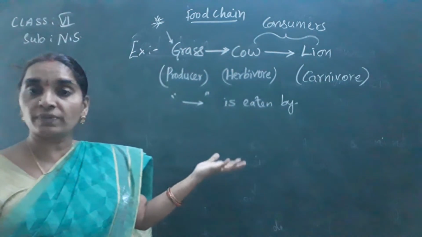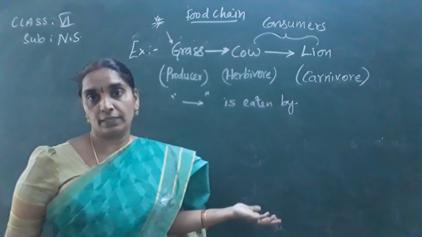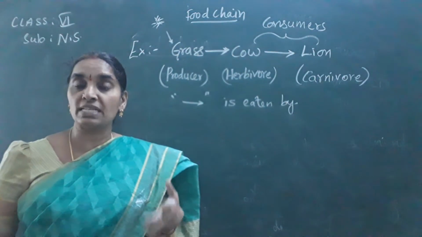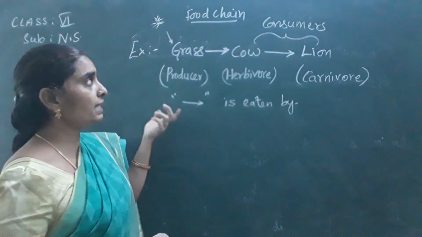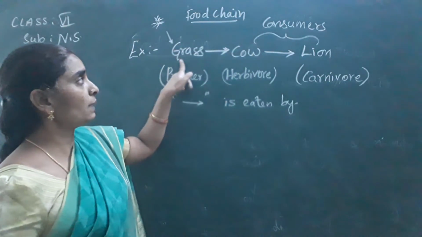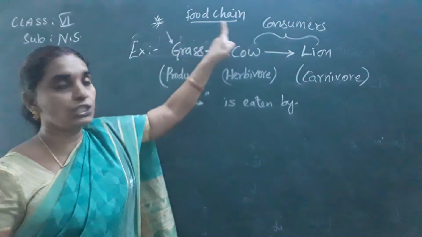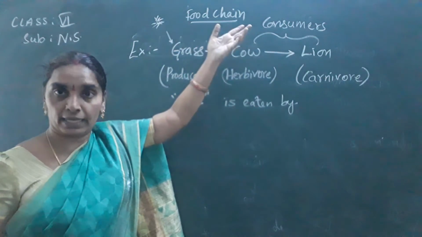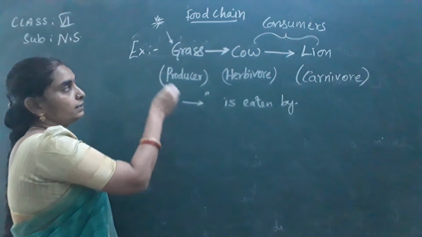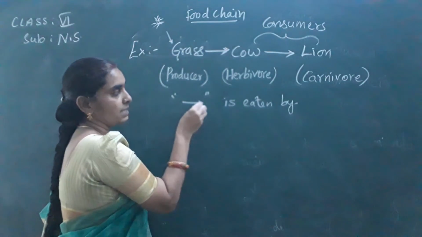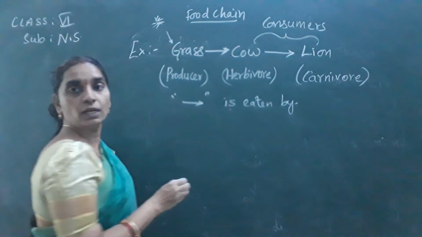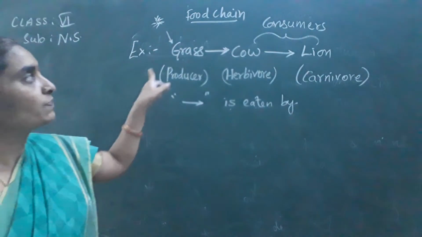For what is it formed? The link between plants and animals for food is called food chain. The chain means the link. So here the arrow mark represents is eaten by. Okay, children, so this is the food chain.